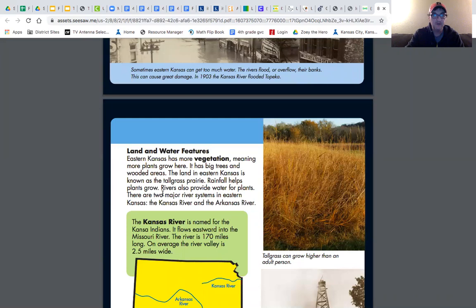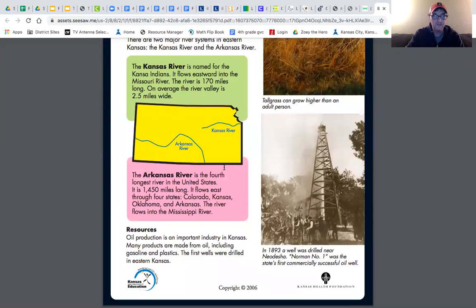Rainfall helps plants grow. Rivers also provide water for plants. There are two major river systems in eastern Kansas, the Kansas River and the Arkansas River. There's the Kansas River, and it's like 170 miles long, and it flows into the Missouri River. And then there's the Arkansas River, and it's a lot longer. It's 1,450 miles long, and it starts in Colorado and flows down into the Mississippi River. So there's two major river systems in eastern Kansas.